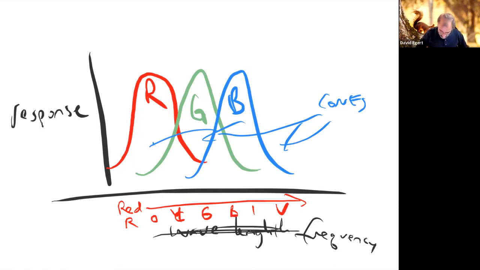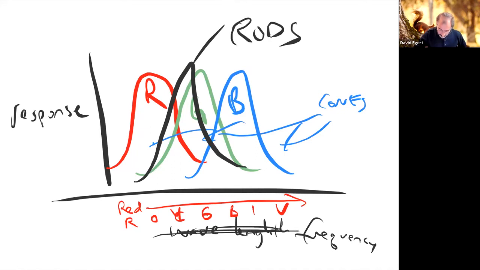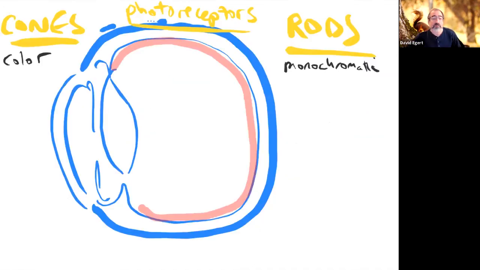The rods are somewhere around the green, so they detect if there's light or not, but they can't tell you what color, what flavor, what frequency it is, because there aren't different versions of them. So that's one big difference between rods and cones: rods can only detect presence or absence of light, whereas cones can also tell you what color it is, what frequency it is. What are other differences between rods and cones?